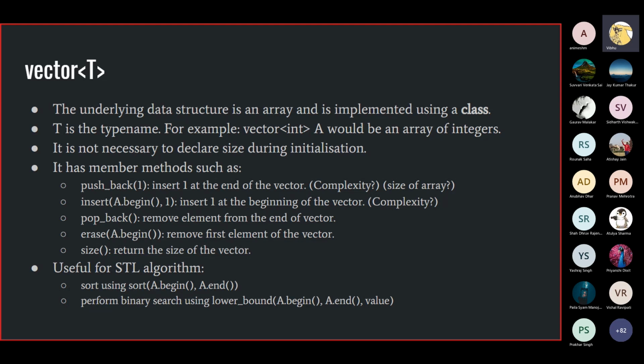Can anybody tell me how you can do this in C? Sir, if it is not a vector, then can we pass the pointers as a and a plus n? Yeah, you can do that. So can we allocate specific memory location? Like for what?